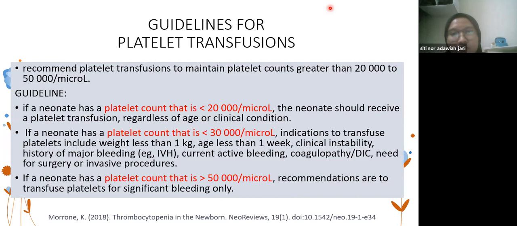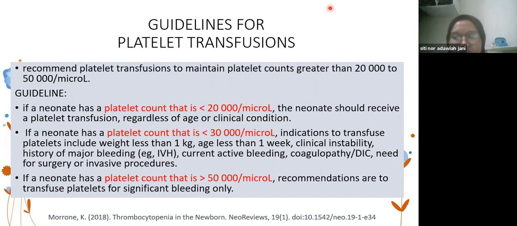Whether we want to give platelet transfusion or not, there is a guideline for platelet transfusion. It is recommended to give platelet transfusion to maintain a platelet count greater than 20,000 to 50,000 per microliter. So the guidelines are like that.